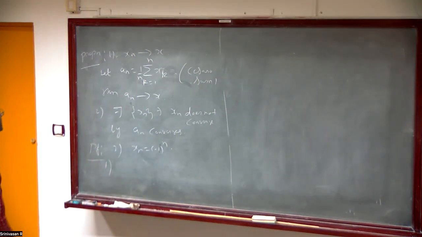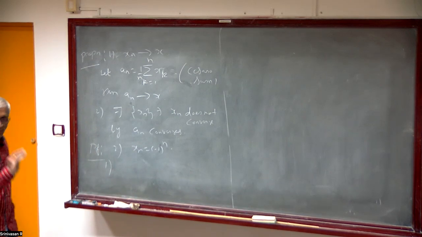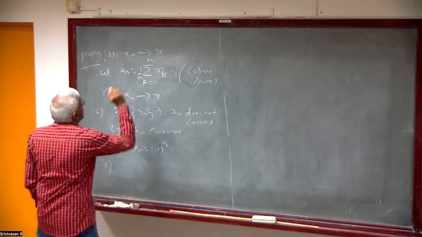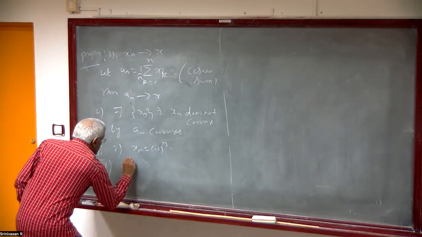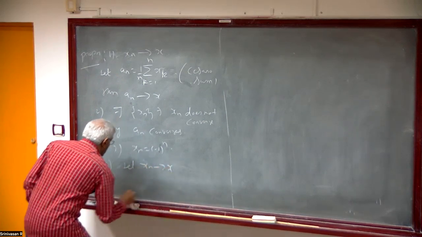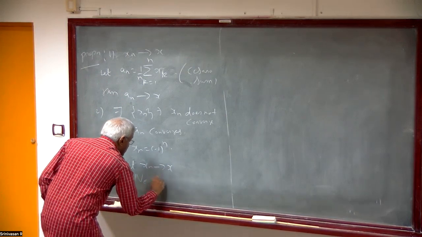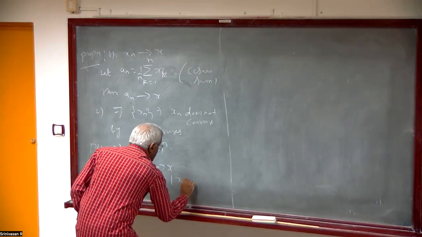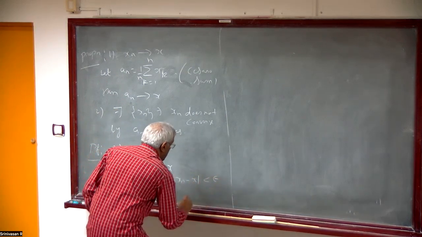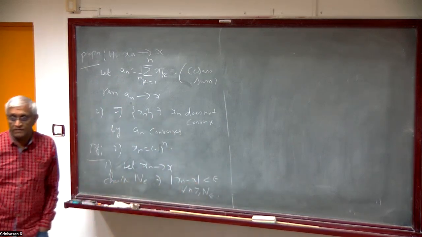First one. So we have to be given an epsilon, and we have to find an N. That's what we are doing. So x_n converges to x. Choose N_epsilon such that |x_n - x| is less than epsilon for all n greater than or equal to N_epsilon. So this N depends on this epsilon.